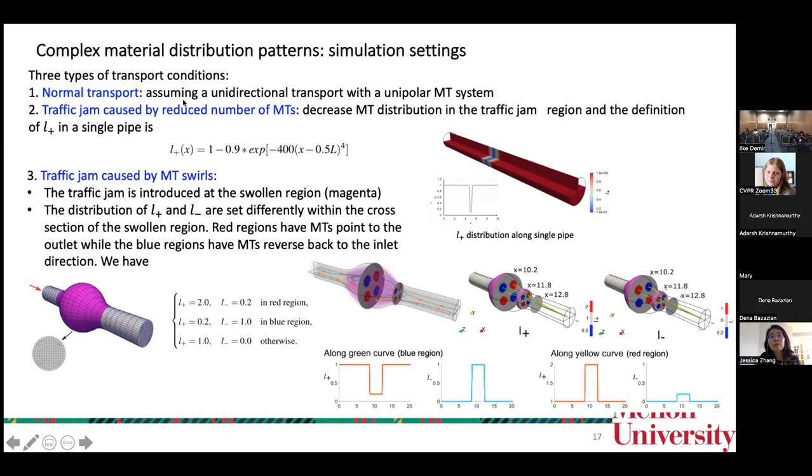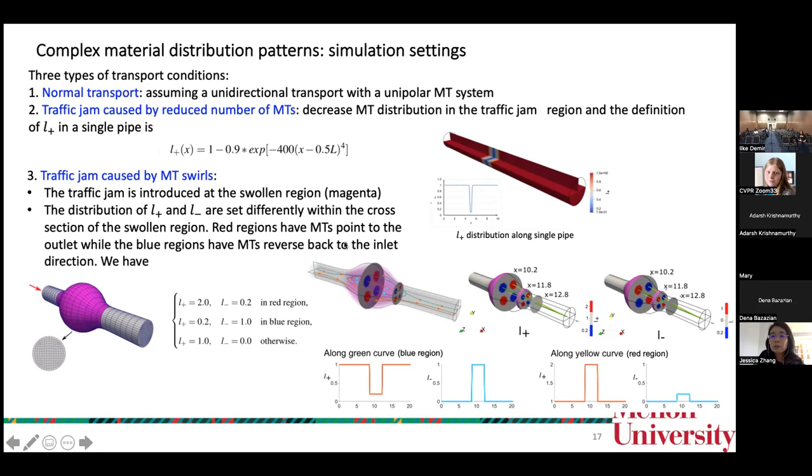So in the normal transport, to make the problem simpler, we assume a unidirectional transport with a unipolar microtubule system. Which means we only set R plus, we allow the material to transport from a cell body to the synapse. But the system supports two-direction transport. You can include both of them. So for the first traffic jam caused by the reduced microtubules, we give a sudden jump in R plus. So you can see here in the middle region, and to model this kind of traffic jam.